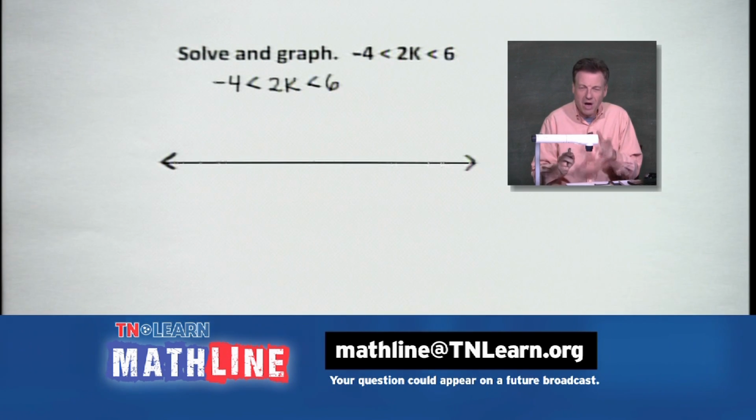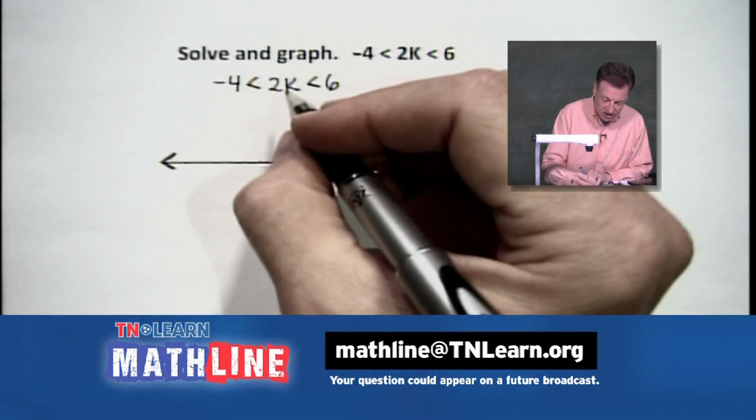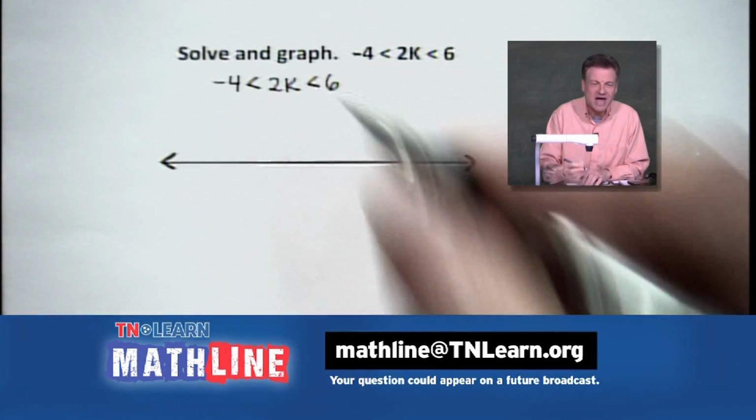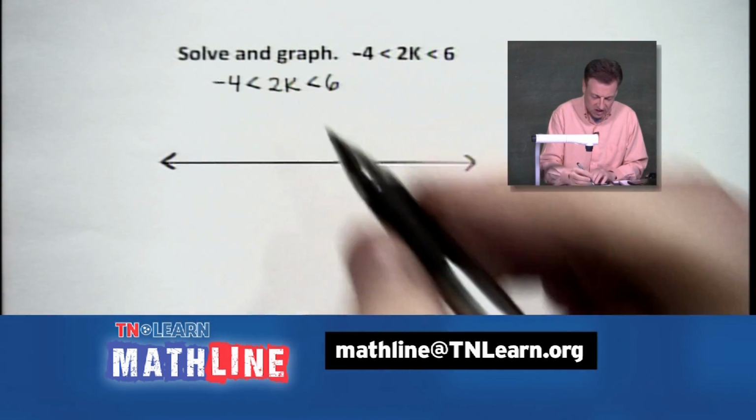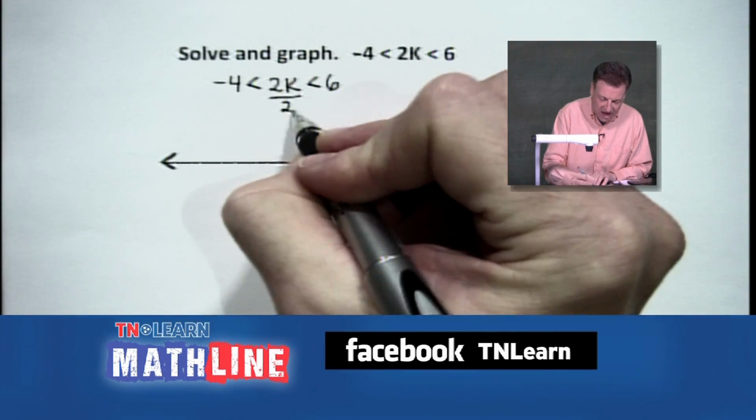That's nice. But what I want to know about is where's k? What is k going to do? So I notice right here in the center I need to remove that 2. It's hooked in by multiplication. So I'm going to divide through by 2.